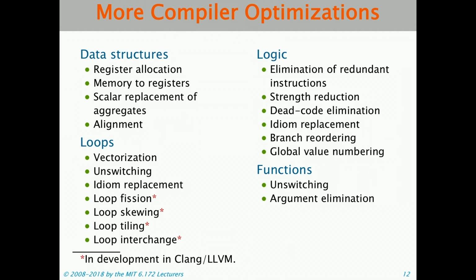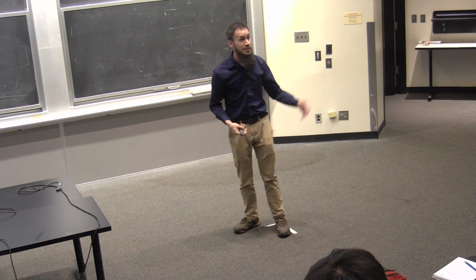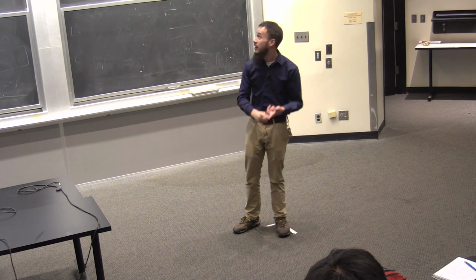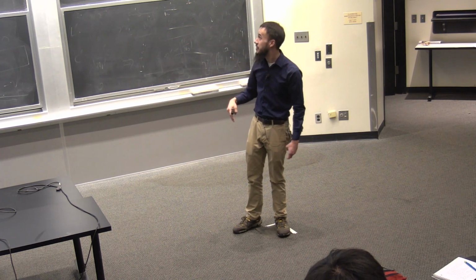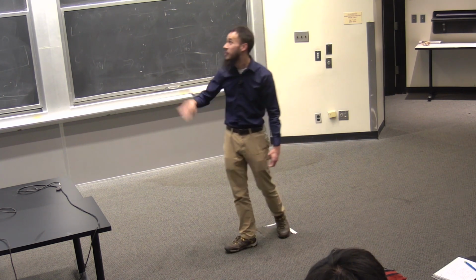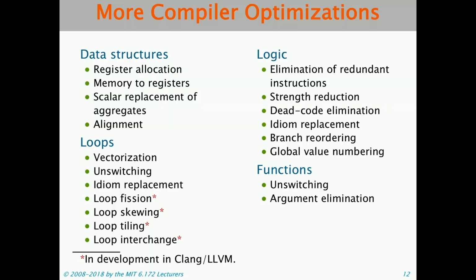Compilers are also good at loops. We already saw some example optimization on the previous slide. It can vectorize. It does a lot of other cool stuff. Unswitching is a cool optimization that I won't cover here. Idiom replacement, it finds common patterns and does something smart with those. Fission, skewing, tiling, interchange, those all try to process the iterations of the loop in some clever way to make stuff go fast. And some restrictions apply. Those are really in development in LLVM.